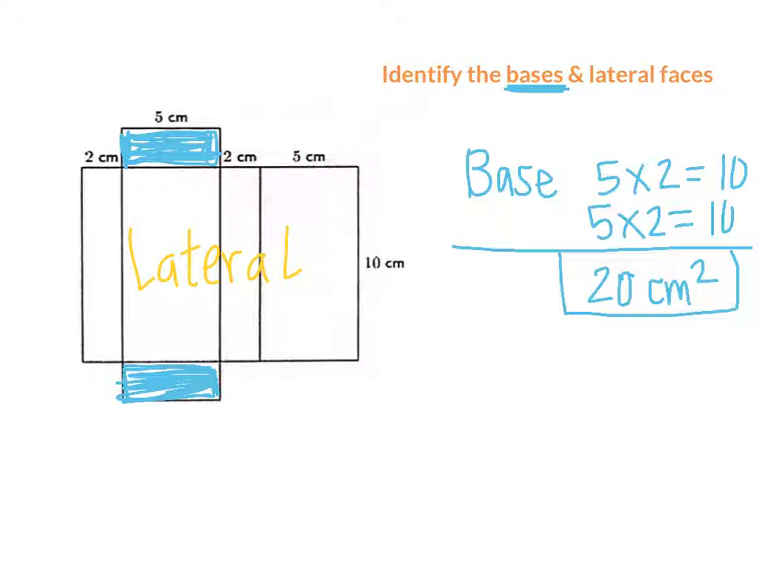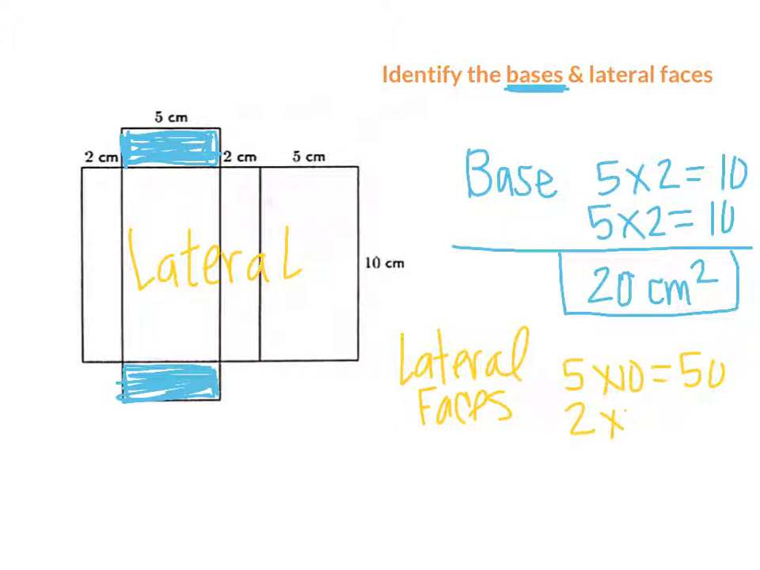So I'm going to start listing these out. For my lateral faces, the first one we just said had the dimensions of 5 by 10. So we got 50. When you look at the one next to it, it says the top is going to match up with 2, and then the bottom, it's the same length as the 10. So I'm going to put in 2 times 10, that's 20.